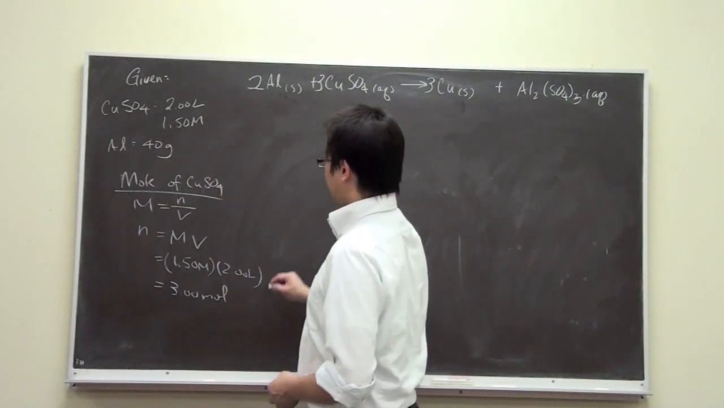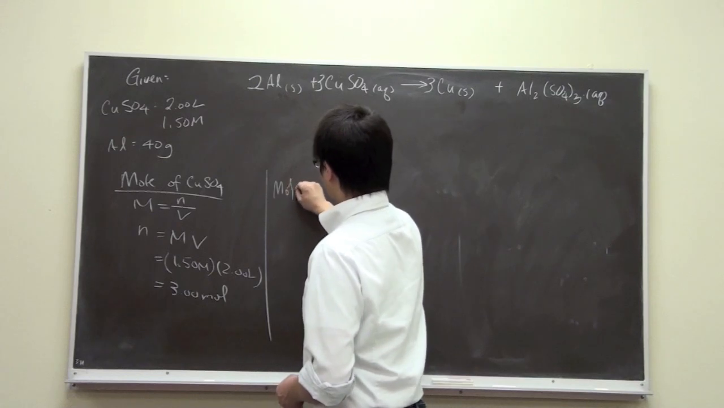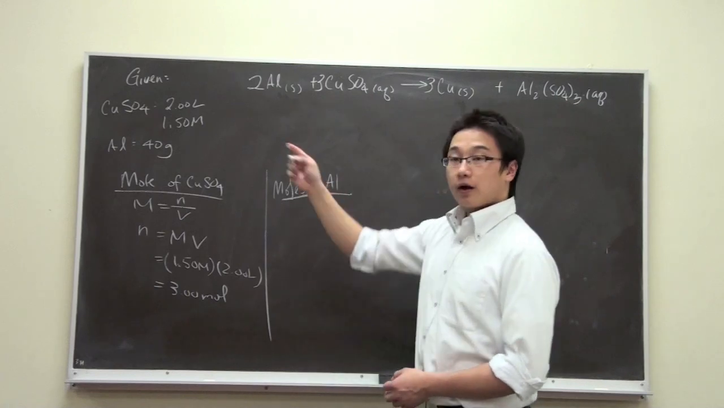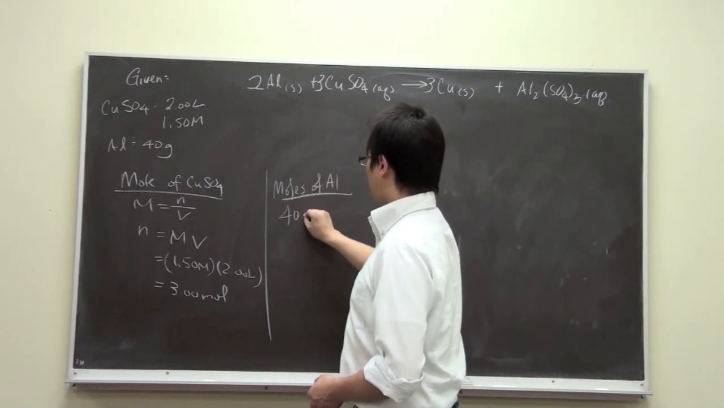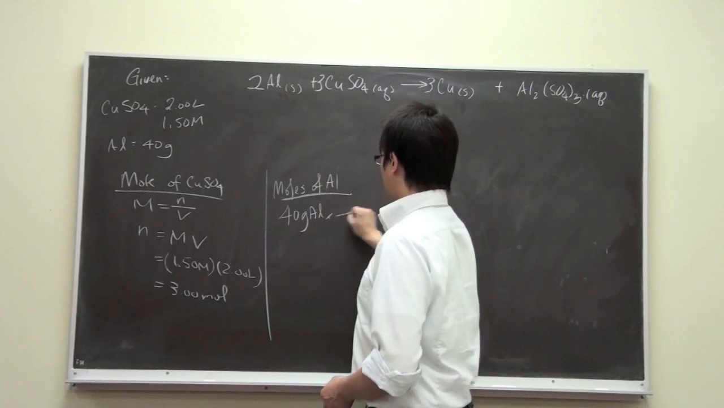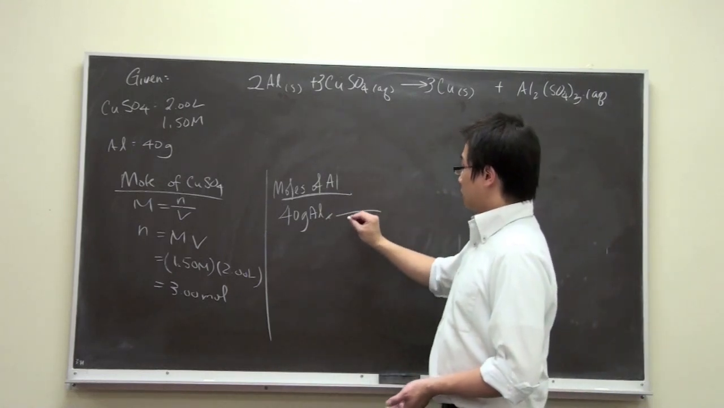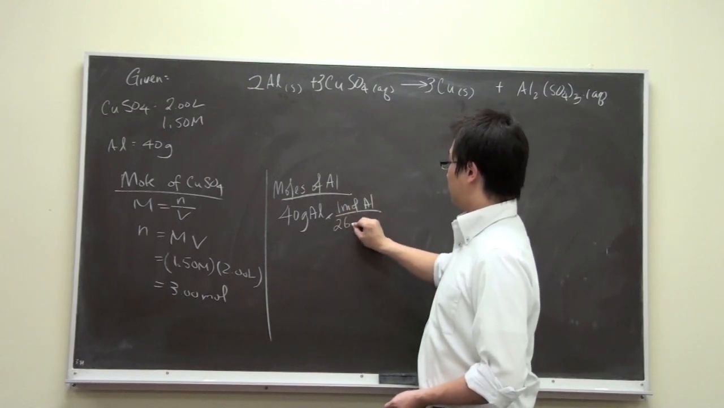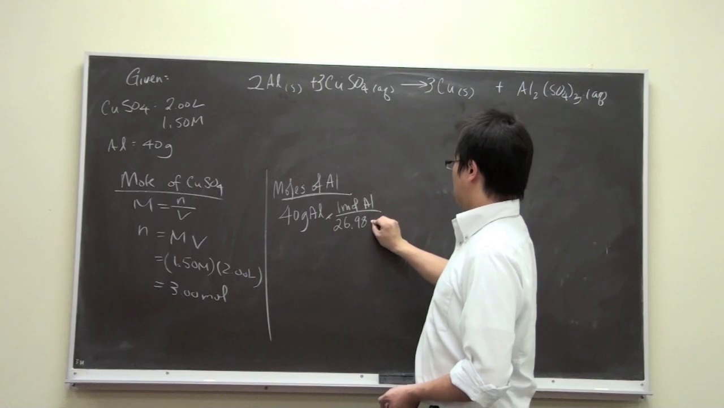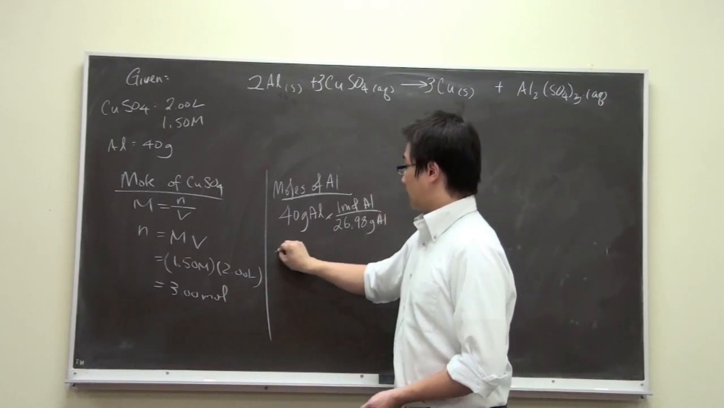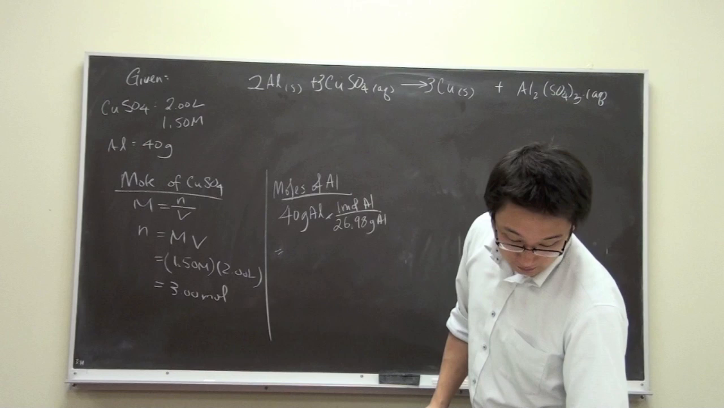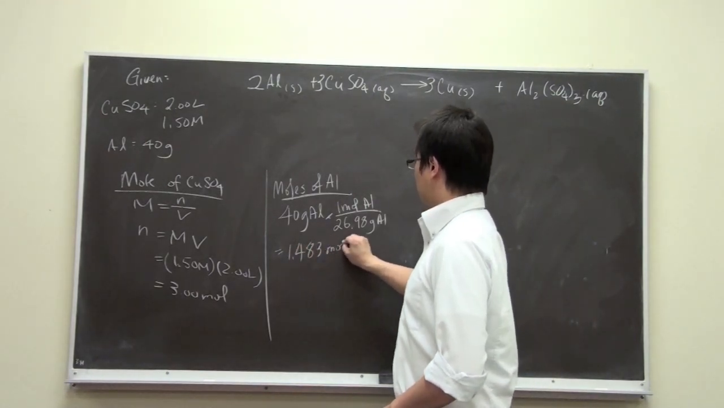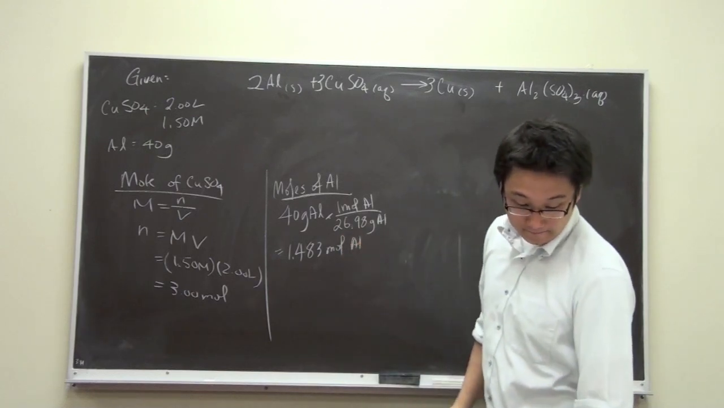And let's find out the moles of aluminum. So we are given the mass, and we are going to use the molar mass of aluminum to find out what is the number of moles of the aluminum. So we have 1 mole of aluminum is 26.98 grams of aluminum. And if we use a calculator, we will find out that it is 1.483 moles of aluminum. Okay?